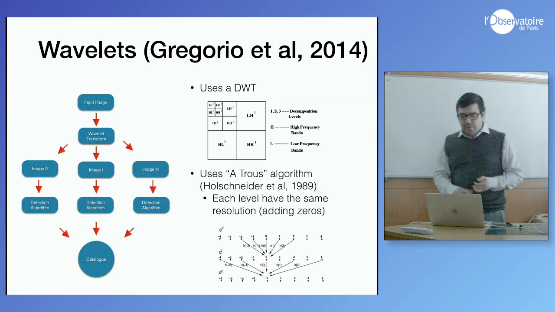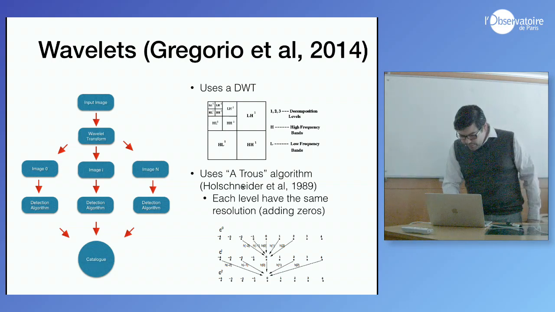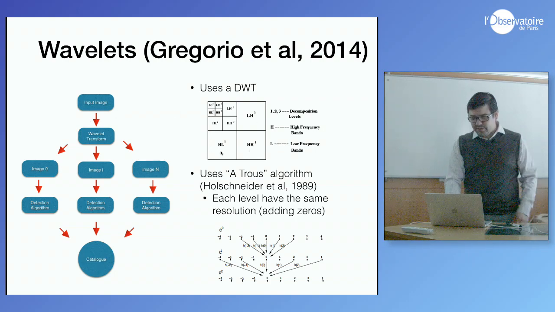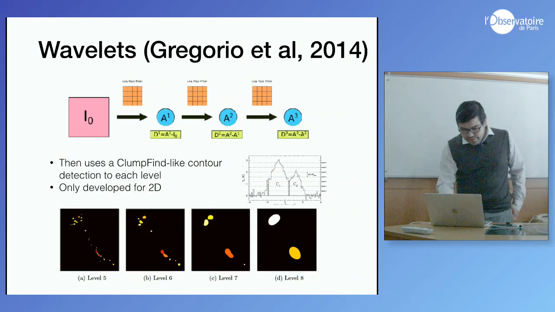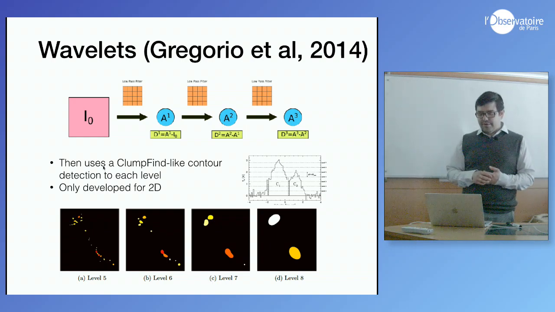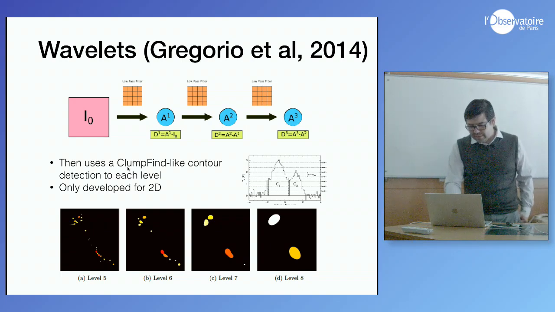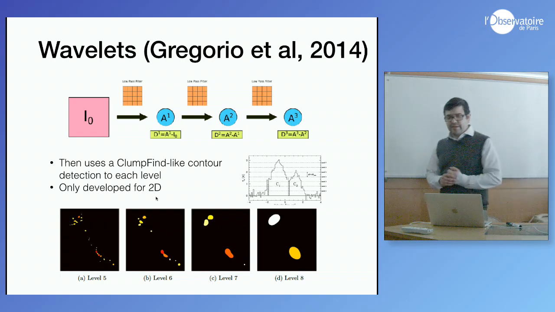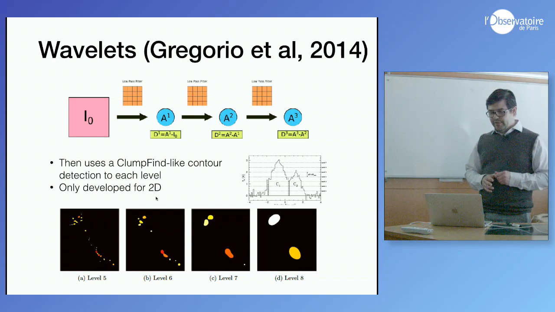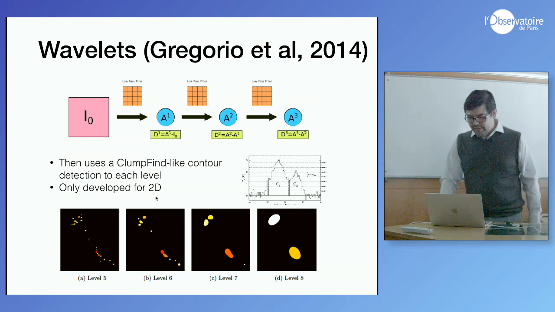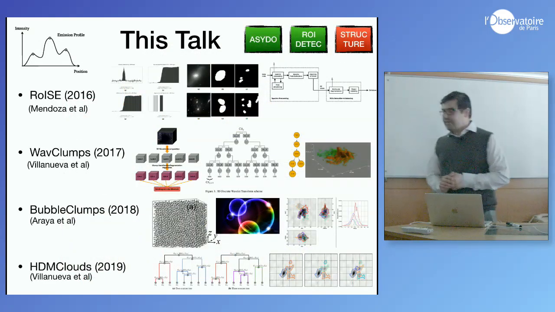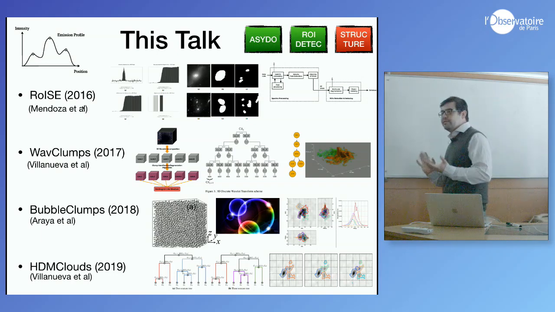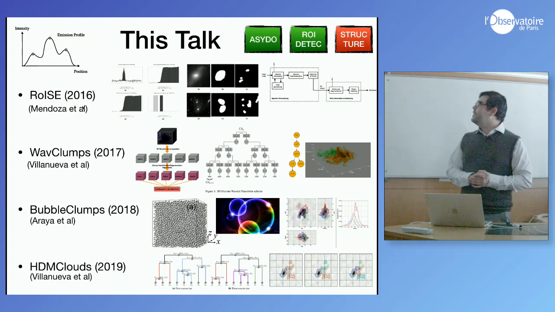So we use the discrete wavelet transform to produce different scale representations of the same elements. And with that, we use a known algorithm for finding clumps in molecular clouds, like ClumpFind, and we try to contour the detection at each level. Unfortunately, this work ended up working just in two dimensions, because the student passed away, so we did not finish this work. But we picked up his ideas and continued in other work that I will show. So this is basically the first part, which is just working with pixels. There is no very novel thing in this idea, but it was our introduction to the field.